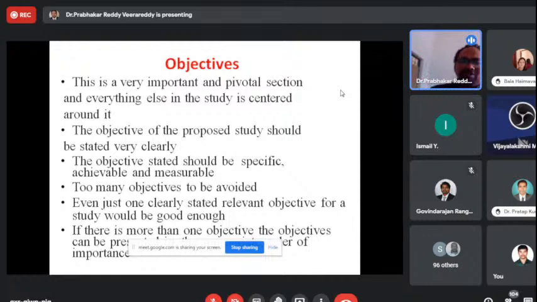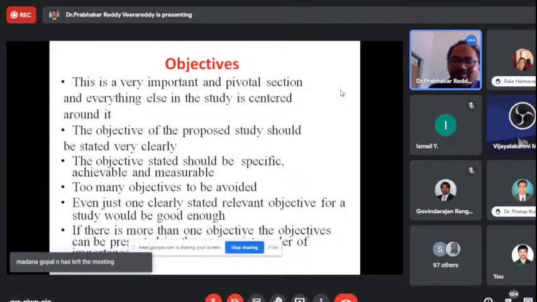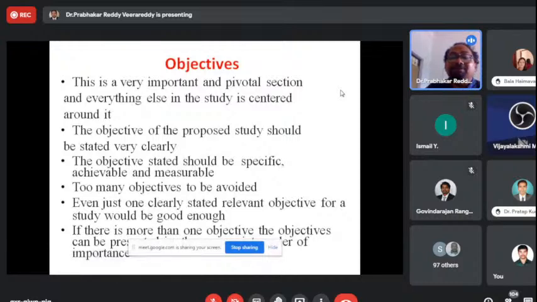Nowadays, people are very clever. Go into Google, copy paste, and submit to the teacher. Now the teacher has a headache. No, you should know the basics. Even just one clearly stated relevant objective for a study would be good enough. If more than one objective is prepared, you should give the justification.